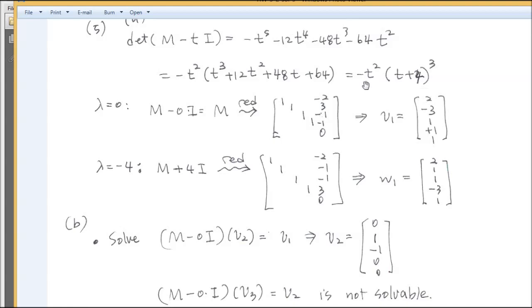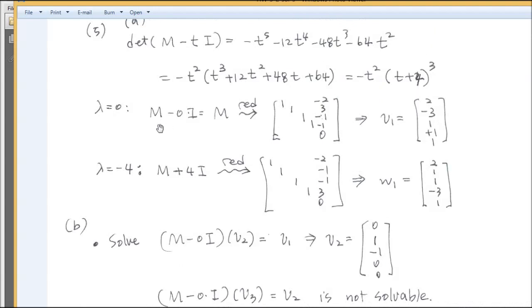All right. So what are the eigenvalues? t equals 0 and t equals -4, right? So I go to this matrix, M minus lambda I, plug in t equals 0, and use a calculator or Mathematica to do the echelon form to get the eigenvectors. Turns out there's only one eigenvector for that. So that was this v1 with eigenvalue 0, this: 2, -3, 1, 1, 1. And I did -4, and again, I only got one eigenvector. So this is a dimension 5 space, and we only got 2 eigenvectors, and that's it.